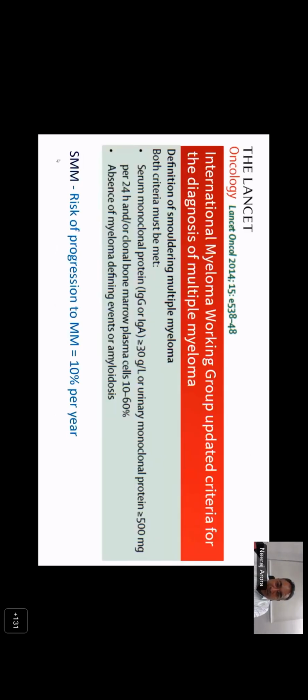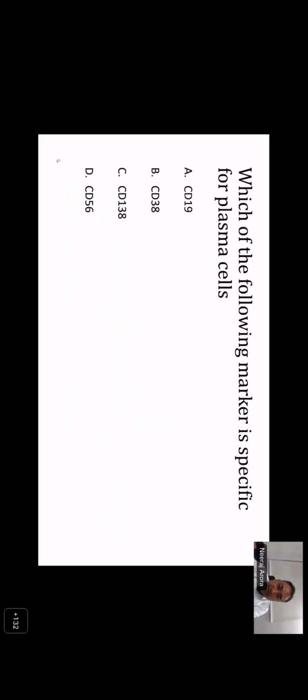Next slide. This is the definition of smoldering myeloma, and both the criteria must be met: serum monoclonal IgG immunoglobulin of 3 grams or more, and absence of any myeloma defining events or amyloidosis. The risk of progression to myeloma is usually 10% per year. Next slide. So we come to the question. Dr. Deepika, would you like to take up: which of the following is the specific marker for plasma cells?